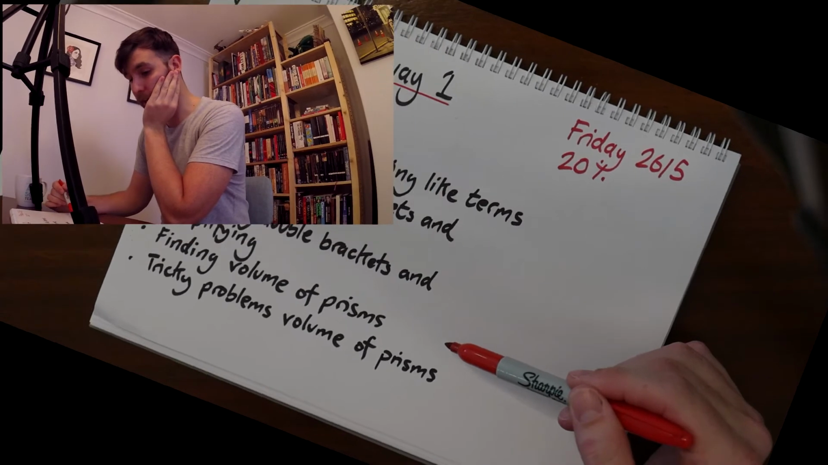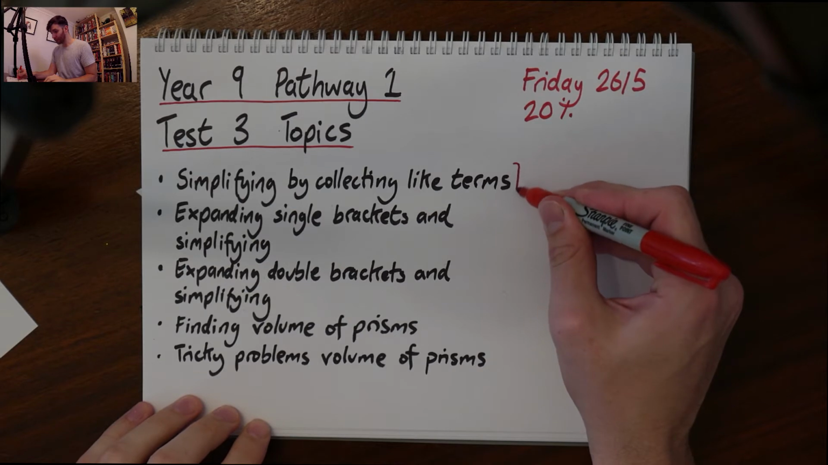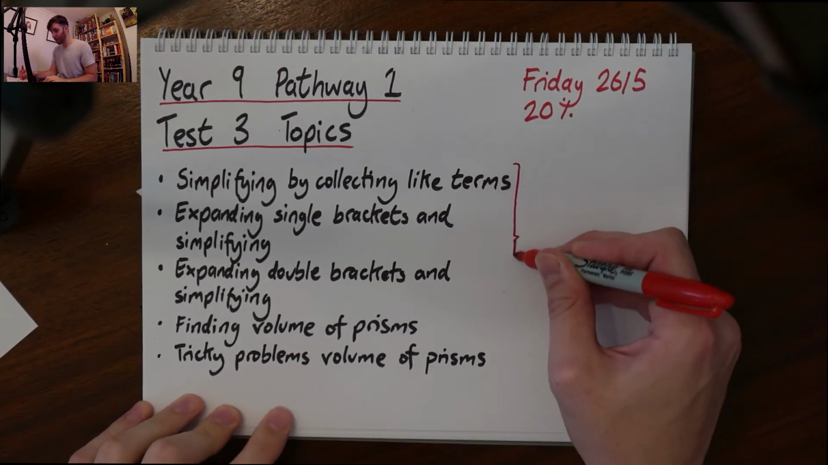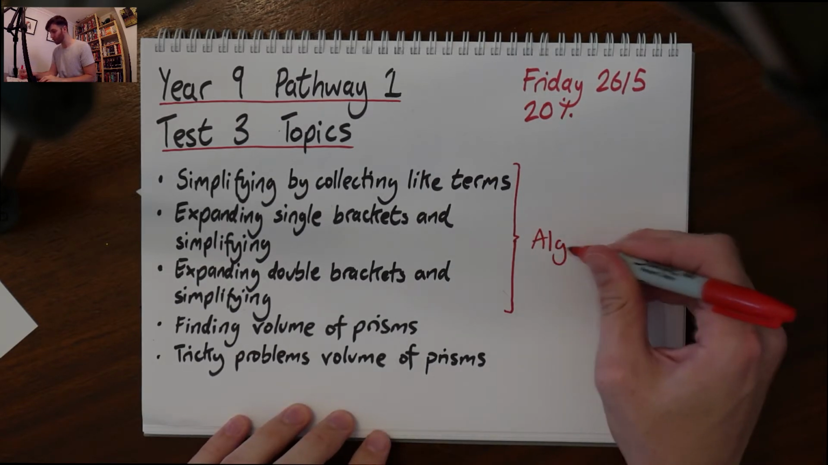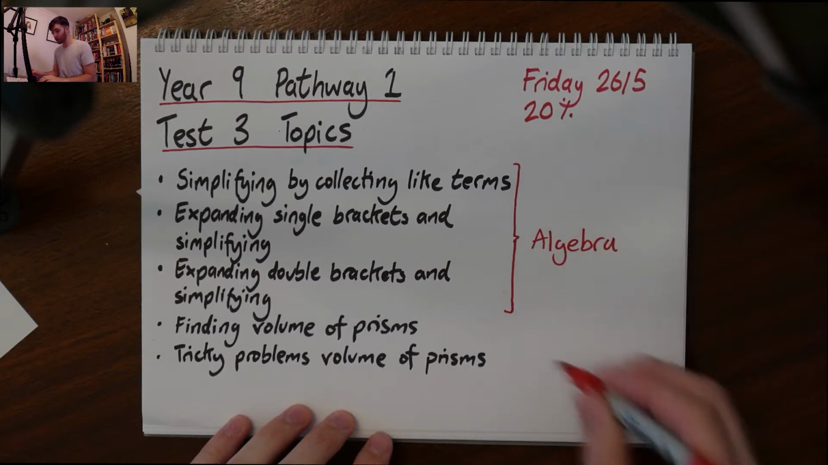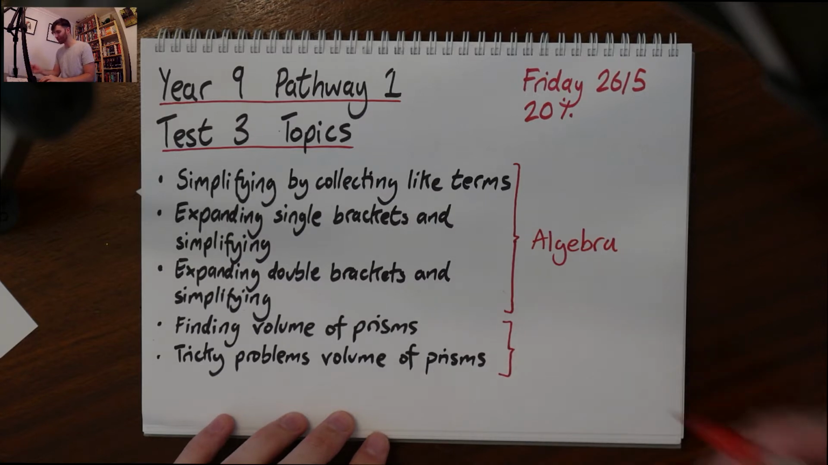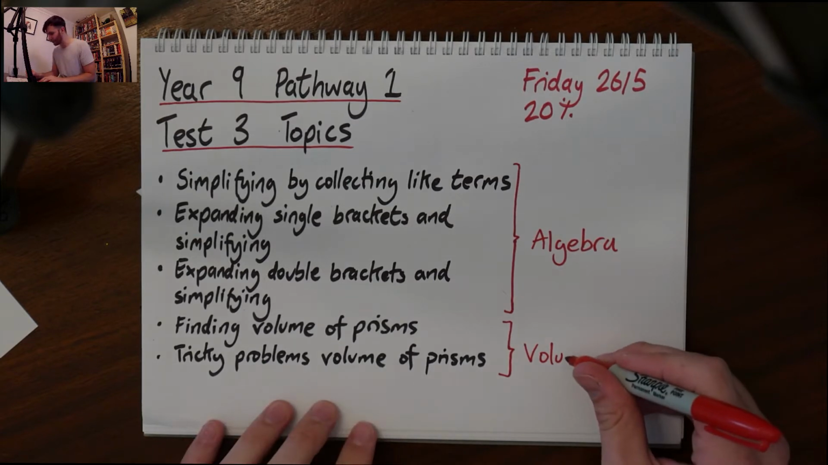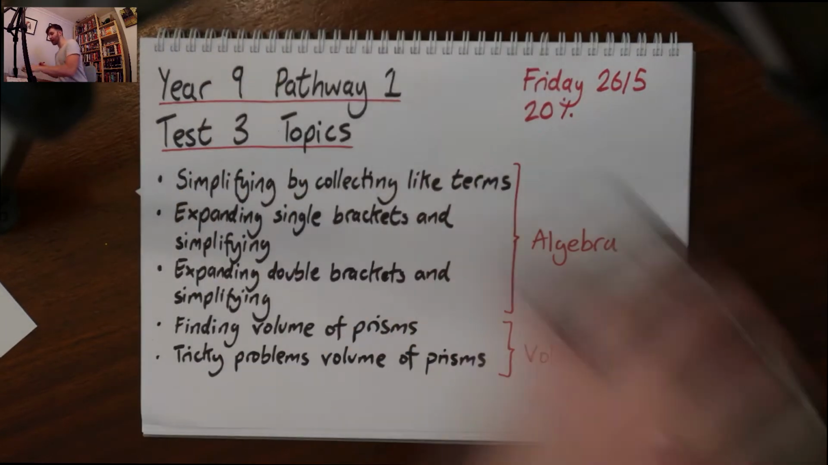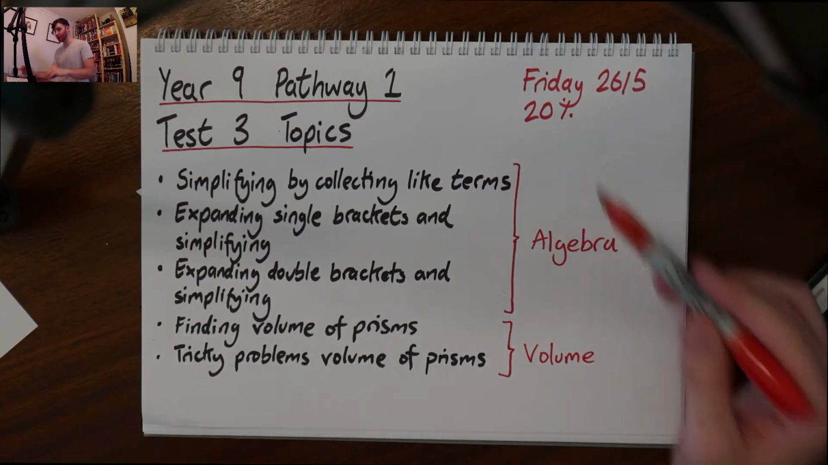Now, as you can see here, there's 4 topics, or 5, that are going to be assessed. Basically the first 3 are collecting like terms, expanding single brackets and simplifying, and expanding double brackets and simplifying. We could put those under the umbrella of algebra. Whereas finding the volume of prisms and tricky problems involving the volume of prisms, essentially the same thing, we can put each of those under volume. So that's where the content comes from. It's partially an algebra test, partially a volume test, and it's going to be worth 20%.